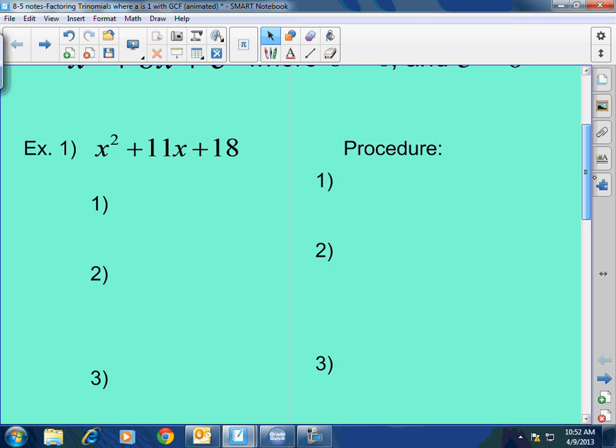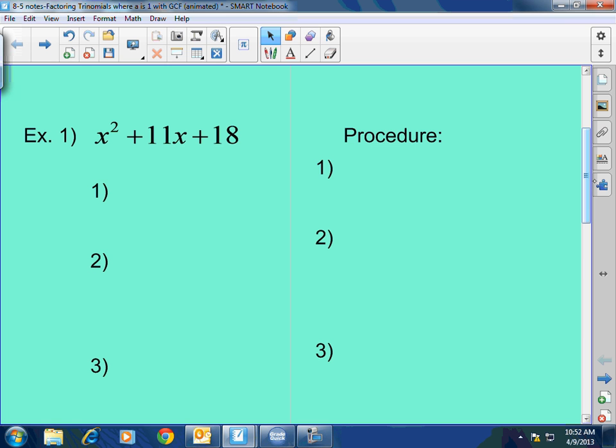So, let's look at an example because that's the best way to learn this. I want you to factor x squared plus 11x plus 18. What's the procedure here? Okay, first step is your setup.